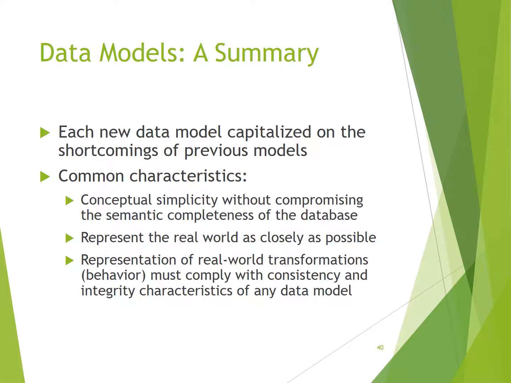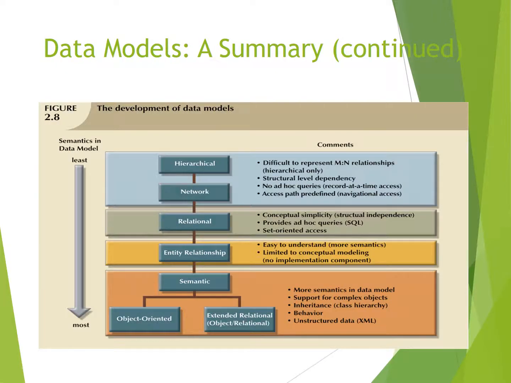In summary, as we went through these very quickly, each model tried to improve on the previous ones, but there are some common characteristics. The whole intent was to simplify discussions between IT and the business and represent real-world things as closely as possible in the IT. This shows the five types of models. Object-oriented and extended relational are both examples of semantic data models. As we go up the chart, those are the earlier data models. The more semantic ones are at the bottom and the least semantic ones are at the top.